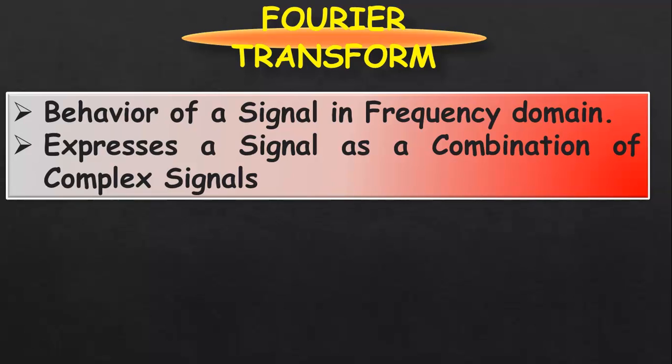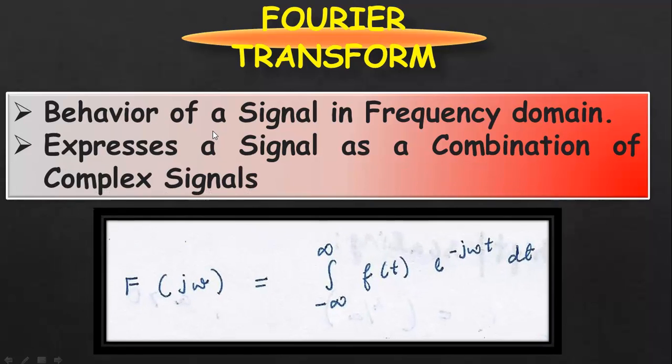As you all know, Fourier transform gives the behavior of a signal in frequency domain. Basically, it expresses a signal as a continuous sum of complex exponentials. This is given by the formula F of j omega, the Fourier transform of f of t, a time varying signal, that is F of j omega is equal to integral from minus infinity to infinity f of t e raised to power minus j omega t dt.